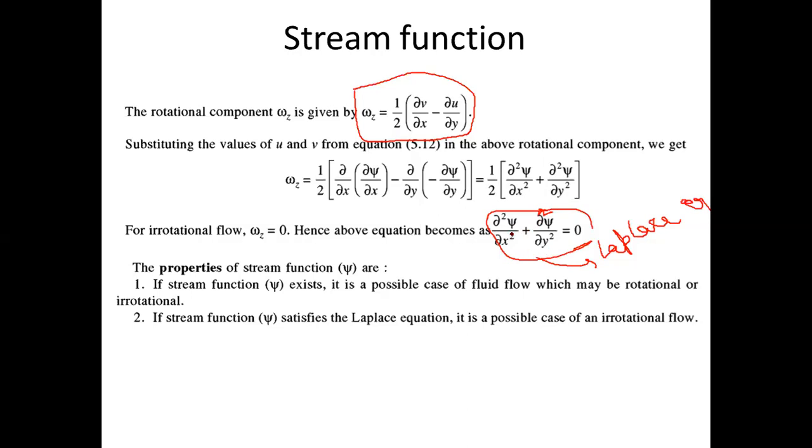Fine. So whenever psi satisfies the Laplace equation, that means it is becoming equal to 0. If it is becoming equal to 0, that means omega z is also 0 in this case. Because what we did, we just substituted the value of velocity in terms of psi, and it came out to be 0. That means omega z is 0. Now if omega z is 0, or if this equation is 0, both are the same thing. So omega z 0 means flow is rotational or irrotational? Irrotational. So if psi satisfies the Laplace equation, that means the flow is an irrotational flow.